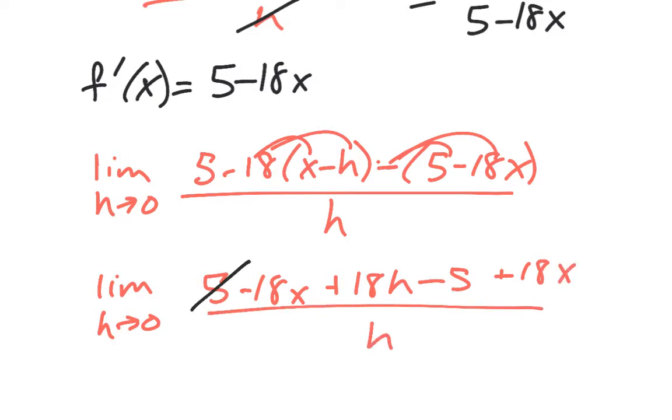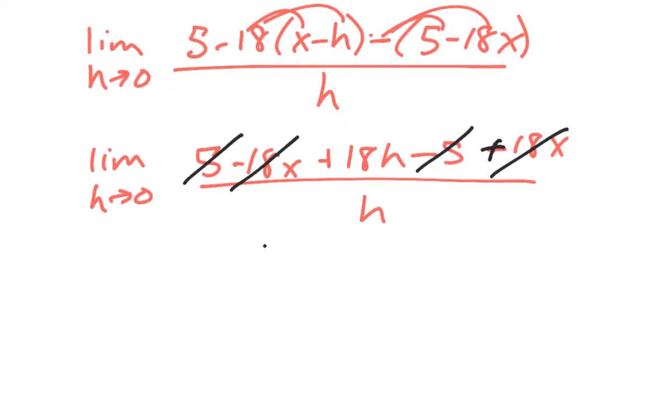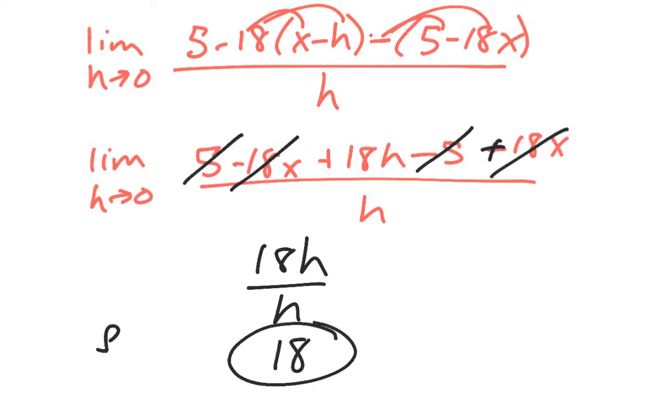Should have some stuff cancel out. And guess what? I do, because that's a plus, not a minus. Make sure. I'm left with 18h over h, which reduces to just an 18. There's no h in there, so my second derivative, f double prime of x, equals 18.